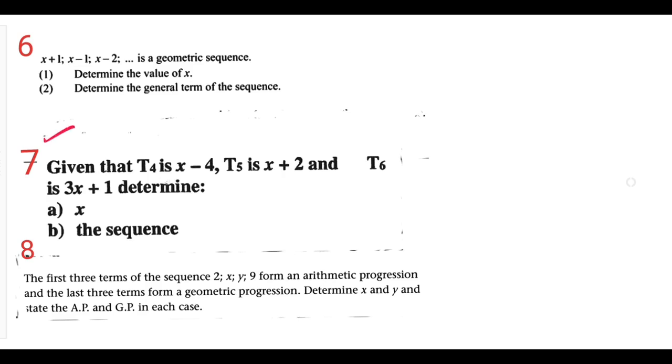Question number 7. Given that T4 is x - 4, T5 is x + 2, and T6 is 3x + 1, determine the value of x and the sequence. I'll show you how to solve this question. So set up the common ratio equation. In a geometric progression GP, the ratio between consecutive terms is constant. Therefore, the ratio of T5 to T4 must equal the ratio of T6 to T5.